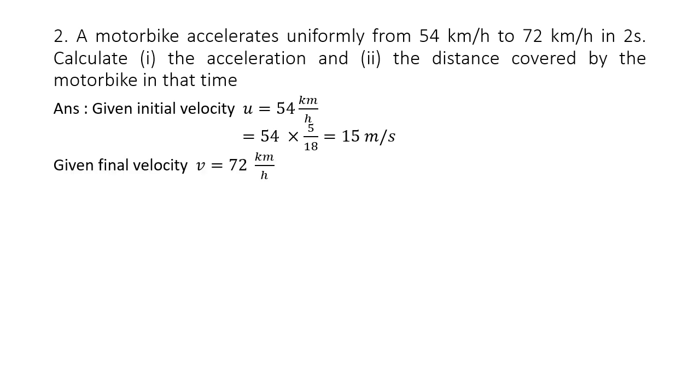The final velocity is given as 72 km per hour. Again multiply 72 into 5 by 18. 18 4s are 72.